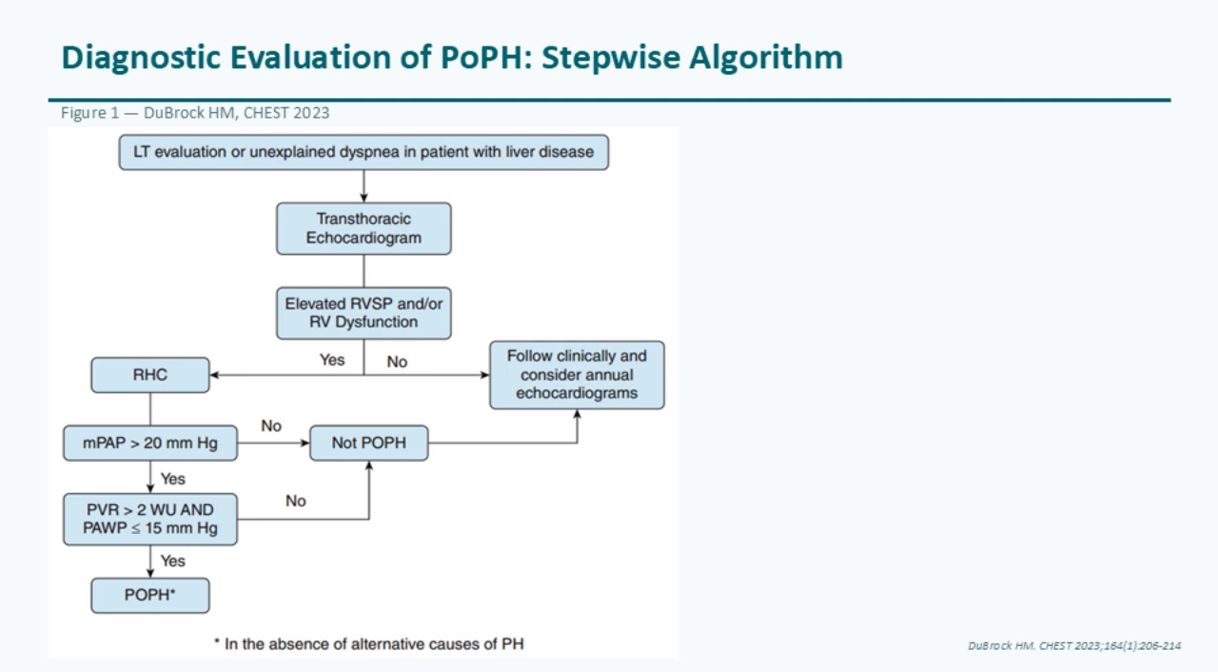But what if the initial echo is completely normal? Well, we don't just forget about it. Because waitlist times can stretch into years and PoPH can develop incredibly insidiously, it is highly reasonable and strictly recommended to repeat the screening echocardiogram annually for all active transplant candidates. You have to stay on top of it.